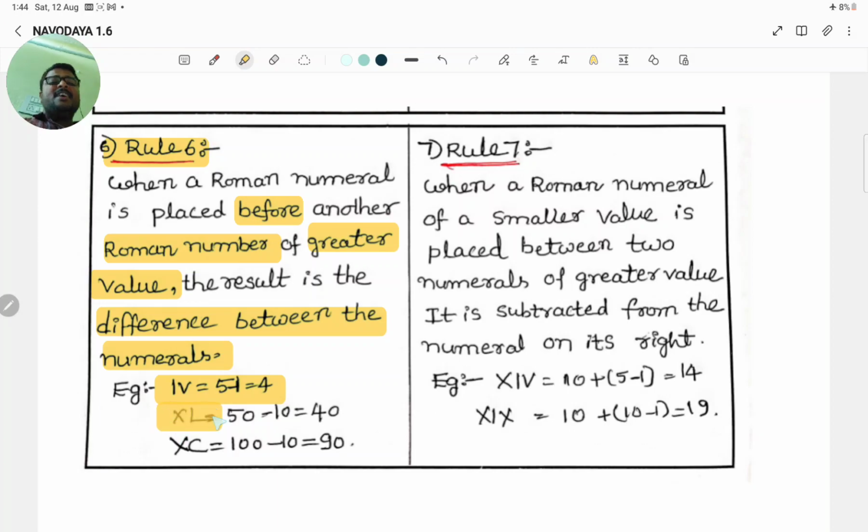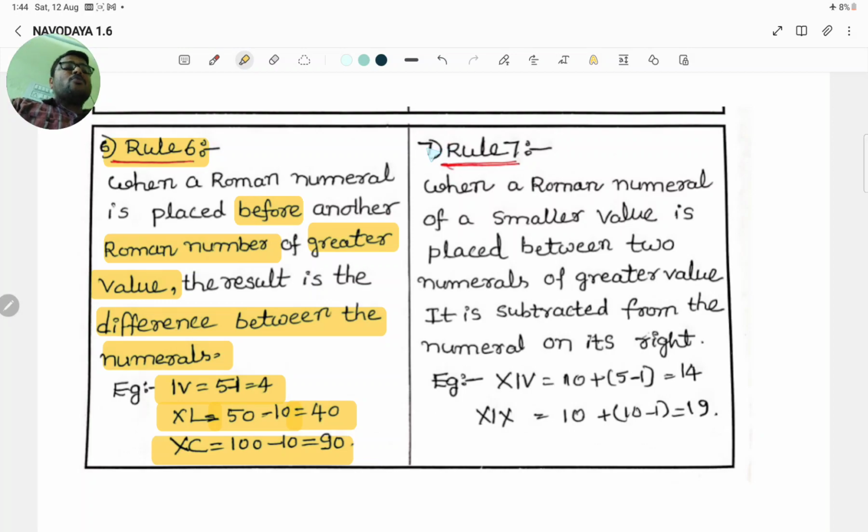Next, XL is there. L is nothing but 50, X is nothing but 10. When you compare these two numbers, X is the small value compared to L. That's why we have to subtract 50 minus 10. Why? Because X is present before the greater number. Now we will get the answer 40. Next, XC is there. In XC also, X is present on the left side of the big, greater number. That's why we have to do subtract. Here 100 minus 10, we will get 90 as the answer.